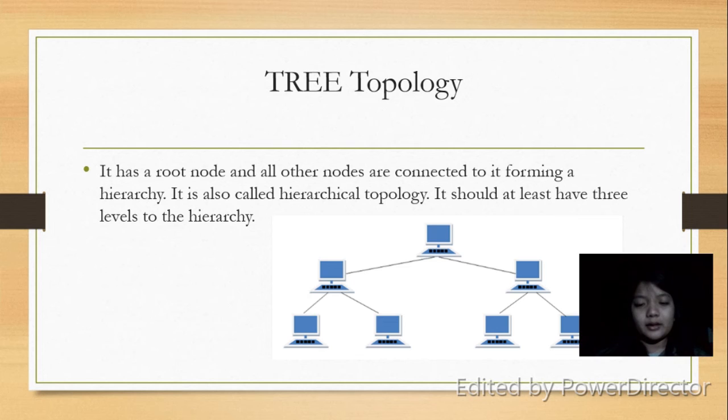So as you can see in the picture, the first one is one computer. So I think that is the root node. Then they are connected to two computers. Then each computer also has two computers connected to them. Then they have the three levels. So the first level is one computer, the second level has two, and the third level has four computers.